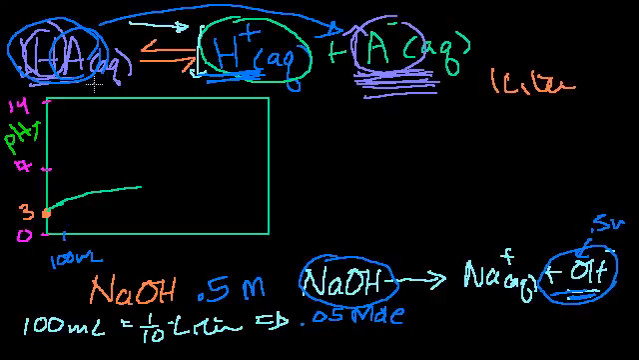What's going to happen? Well, right when you get above that point, when you start adding even more, you're going to start getting very basic. It's just going to skyrocket up the pH, because then you're adding OHs and they're not being canceled out by any hydrogen over there, and there's nothing to backfill the hydrogen. So you're going to get to a very high pH.